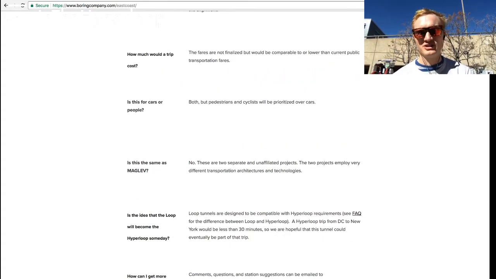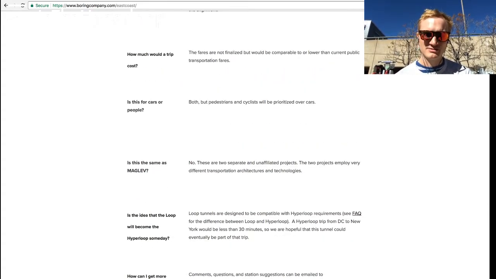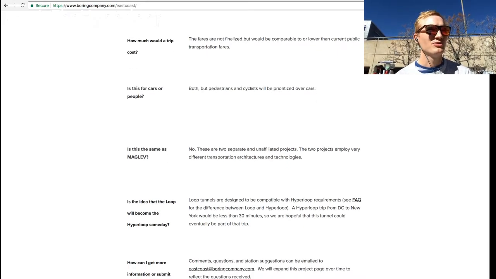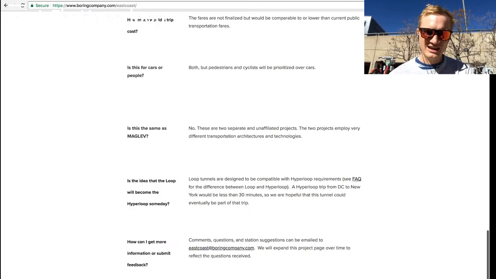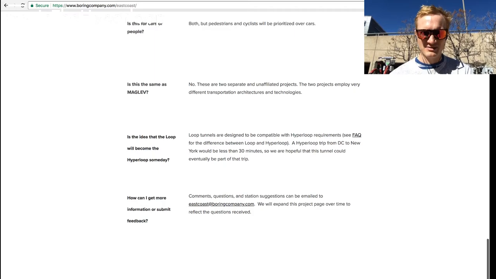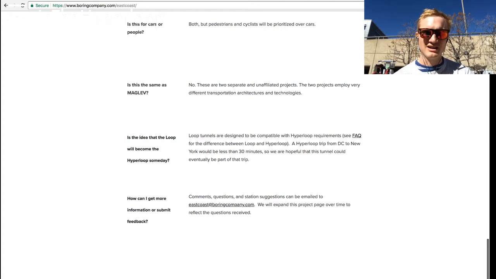How much would the trip cost, around public transportation fees? I'm not exactly sure what those are right now, but we'll research that. Again, prioritization of pedestrians and cyclists. It's not the same as maglev. These skates will have wheels like a Tesla, basically.